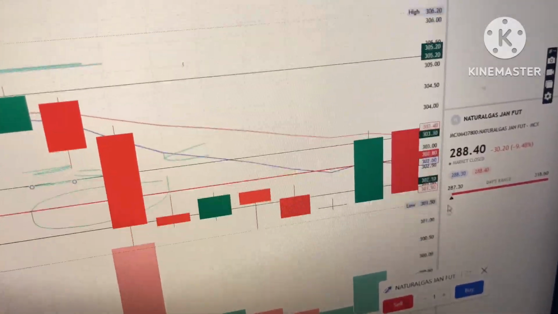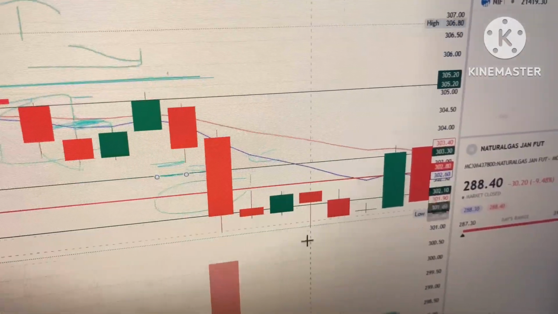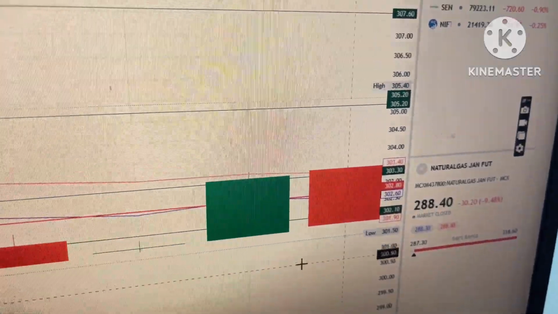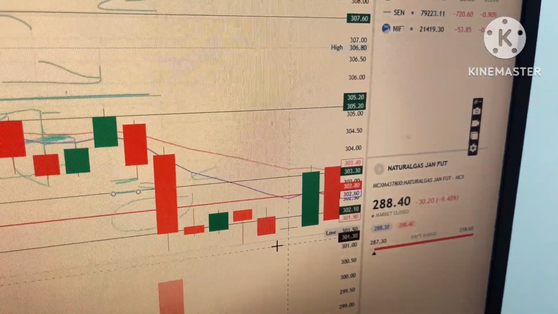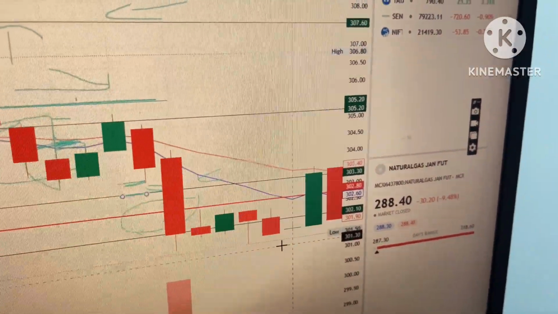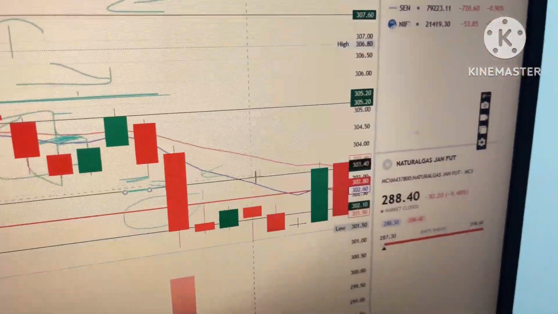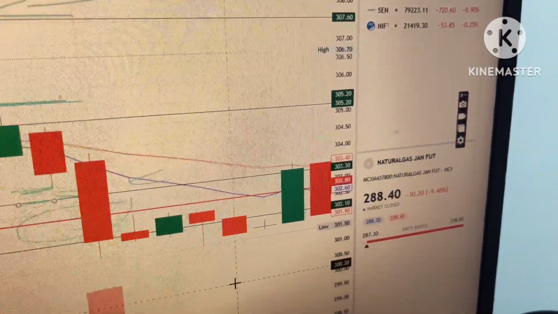So likewise you have to logically put your stop loss and try to take your target. Okay, now one more thing I will talk about: the red line that we drew, the 50% of the previous day candle. Let me explain that also.